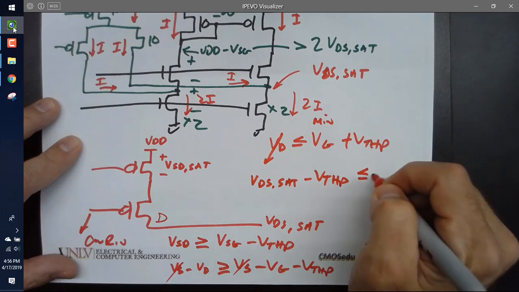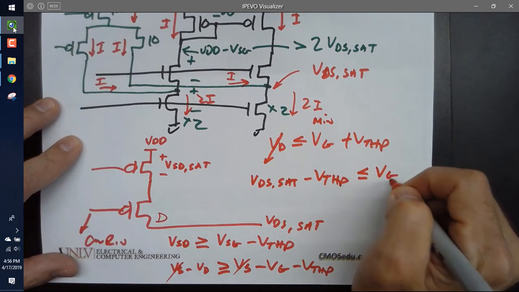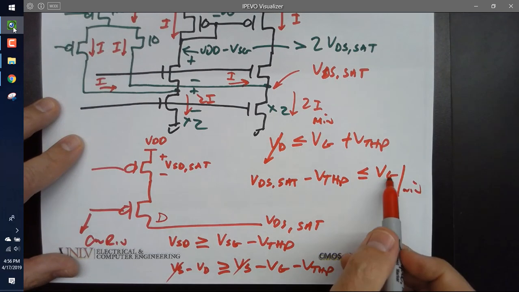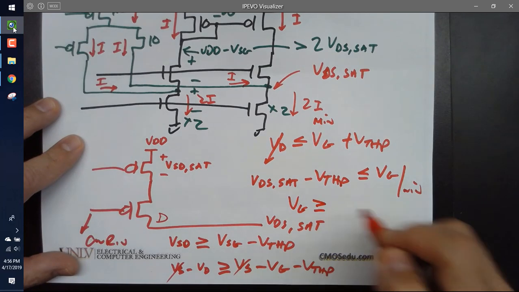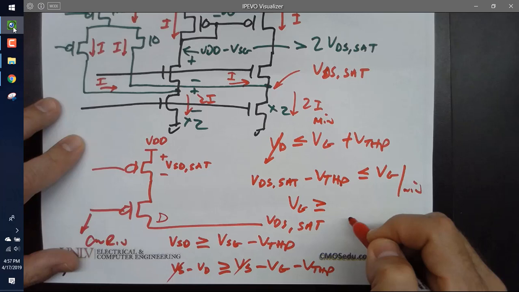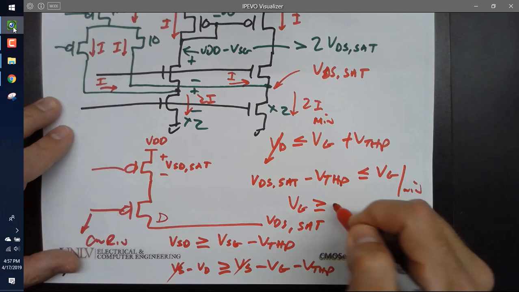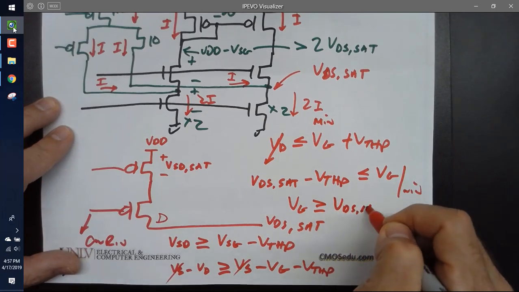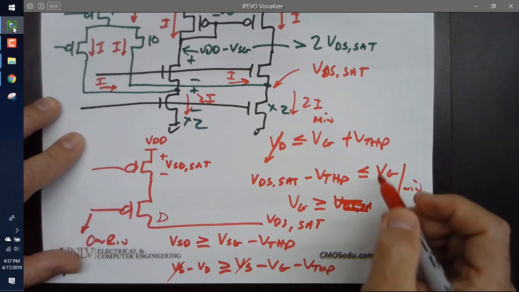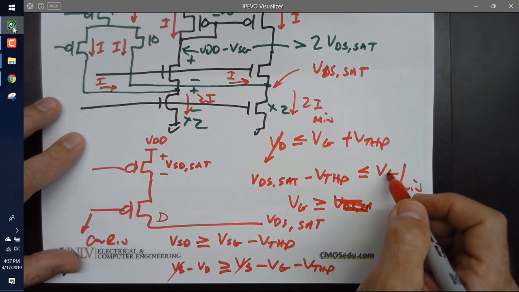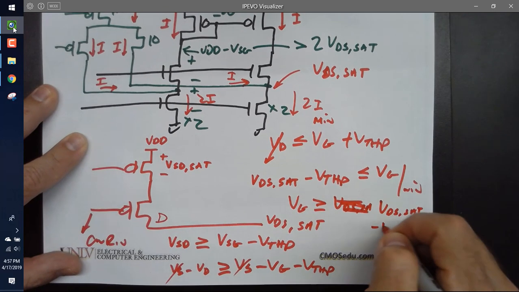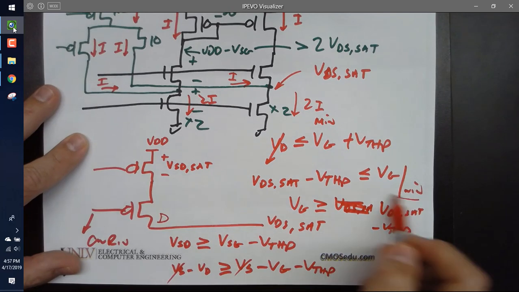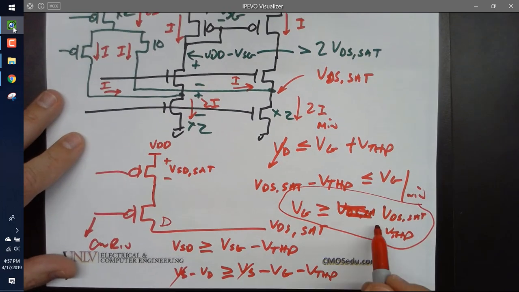And so it says my input has to be, let's write it this way, VG has to be greater than or equal to VDS sat, or did I do this right? V gate. Yeah, that's right. Just flip the sides. VDS sat minus V threshold P. This says my gate can actually go negative in this topology.